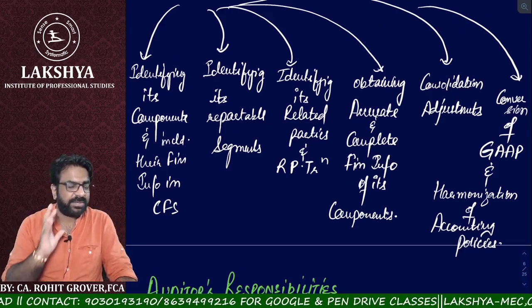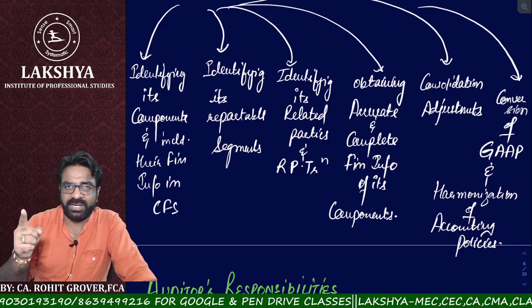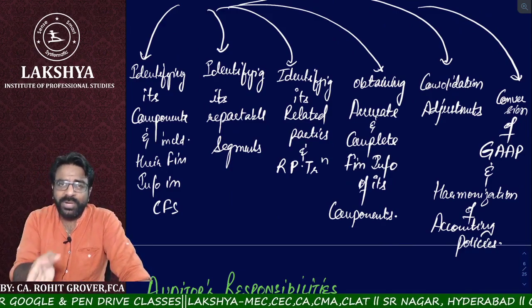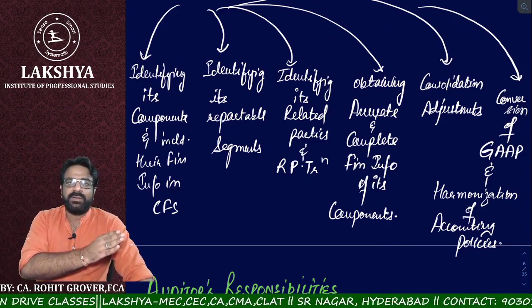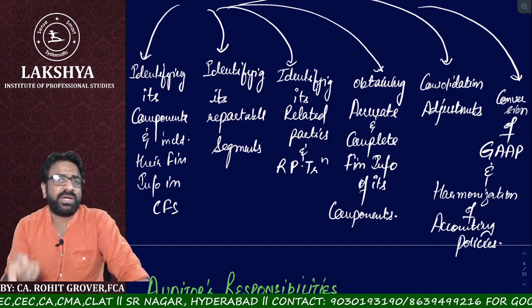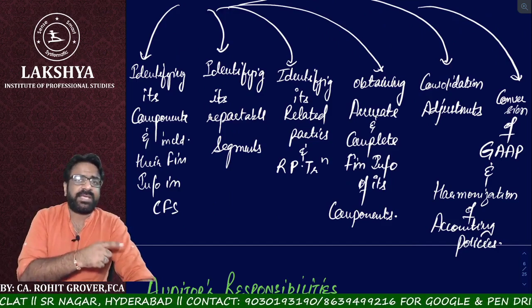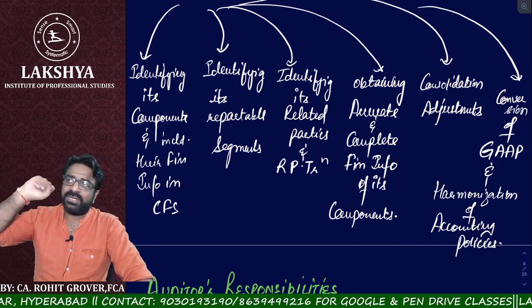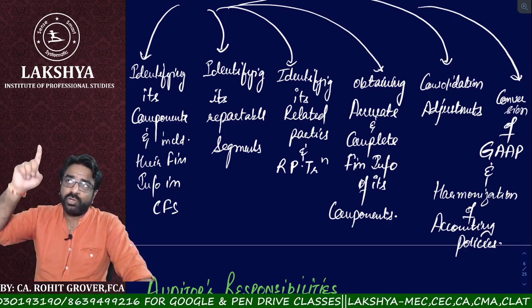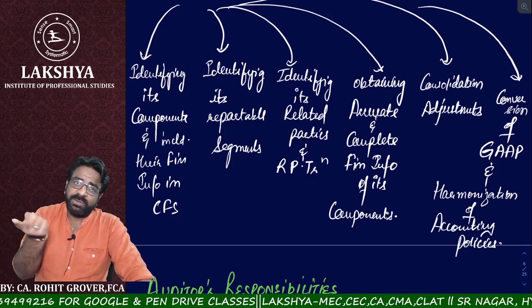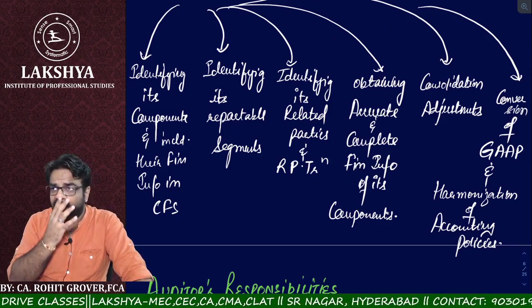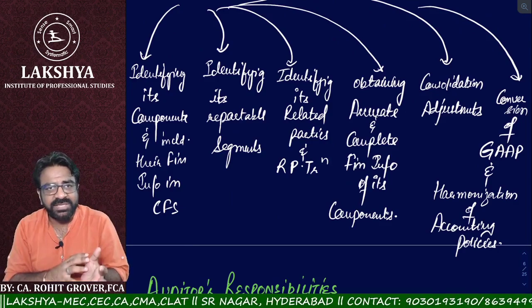And sometimes what happens, the GAAP followed by the subsidiary and the GAAP followed by the holding company are also different. So that is called conversion of the component's GAAP as per the parent's GAAP. Remember one thing, the parent's GAAP will not be converted as per the component's GAAP. The component has to convert its GAAP as per the parent's GAAP. Suppose the component is a US subsidiary using US GAAP, but the holding is in India, using Indian GAAP. So US GAAP financial statements will be converted into Indian GAAP financial statements. Are you getting the point or not? So that is called harmonization of accounting policies and conversion of GAAP.